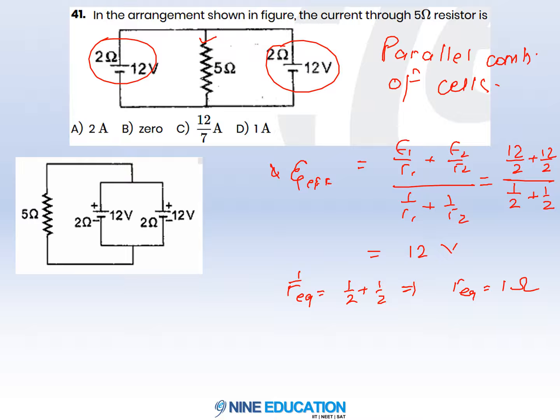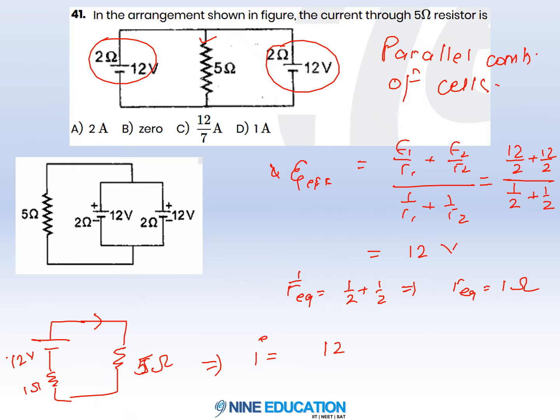Now what setup are we getting? We have one equivalent battery of 12 volt with a 1 ohm resistor, and we have another 5 ohm resistor. So the current in this branch, I, is 12 upon the total resistance, which is 12 by 6. It will give us 2 ampere. So the answer is 2 ampere.